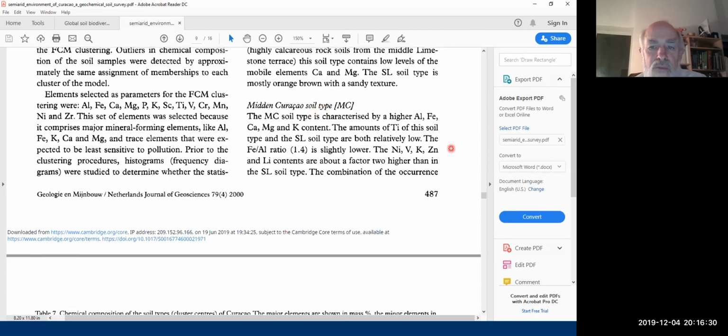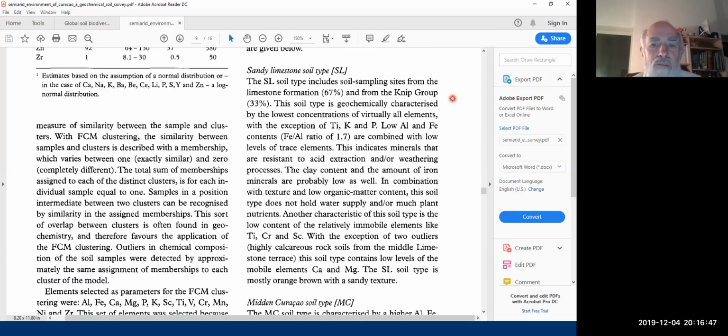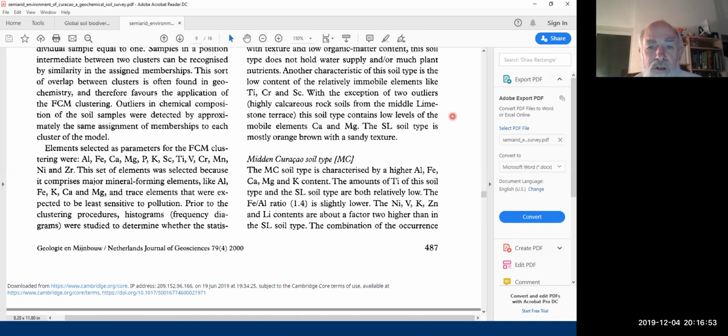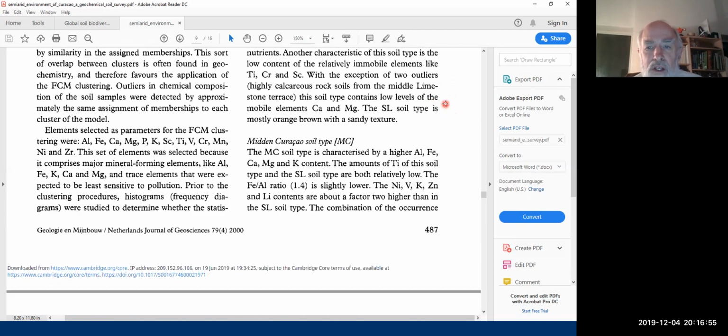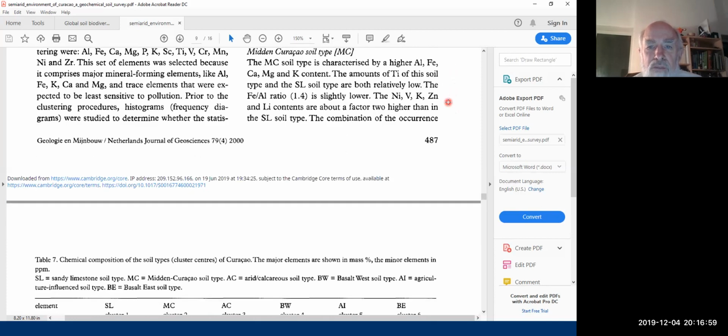Midden Curacao. But also I would have to say, because we expect you to become the leaders of the next generation to spread the knowledge, here's a source of information. Somebody comes to you and says, I'm going to do this. And you say, you appear to be on the sandy limestone soil type. Maybe you should consider moving to another place, depending on these kinds of results. But it should be fairly clear.